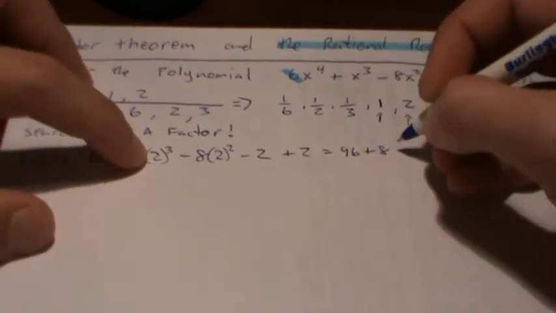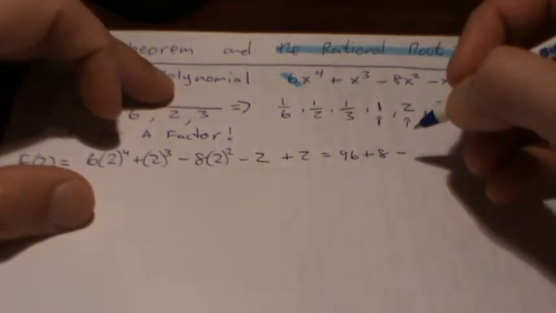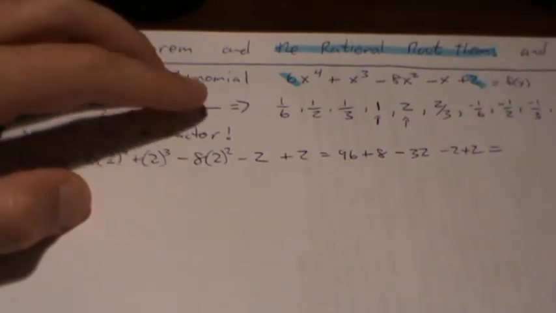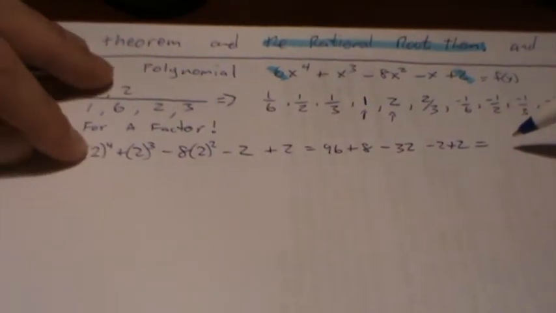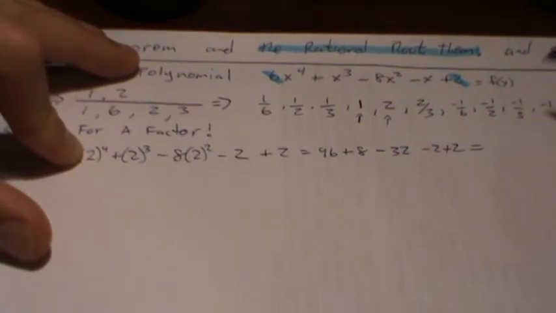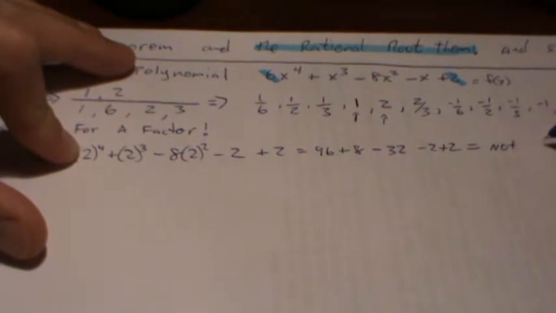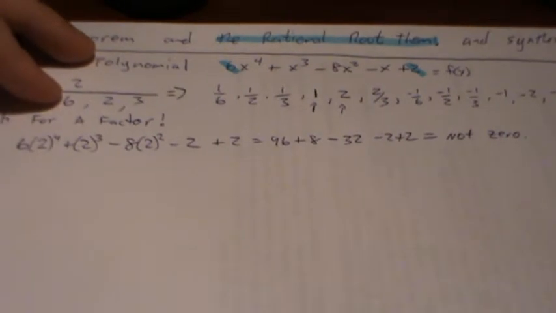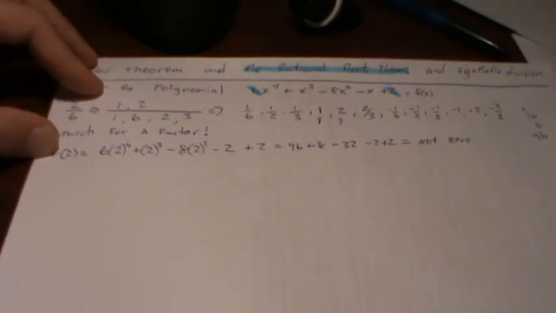plus 8 minus 8 times 4. 8 times 4 is 32. Minus 2 plus 2. And so if I were to get a 0 here, then I would know that this 2 here is going to help me get a factor. But, shoot, I don't see that I'm getting a 0. I got 96 plus 8 minus 32. This is not 0. And so, therefore, we've decided that this 2 is not going to give us a factor.